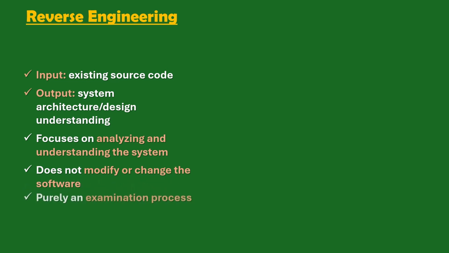For example, if an old banking application has poor or missing documentation, then reverse engineers can help the developers to identify how different modules such as account management, transactions, and authentication interact with each other. An important point to remember is that reverse engineering focuses only on examination and understanding. It doesn't involve modifying or changing the software. The system remains exactly the same during this process.